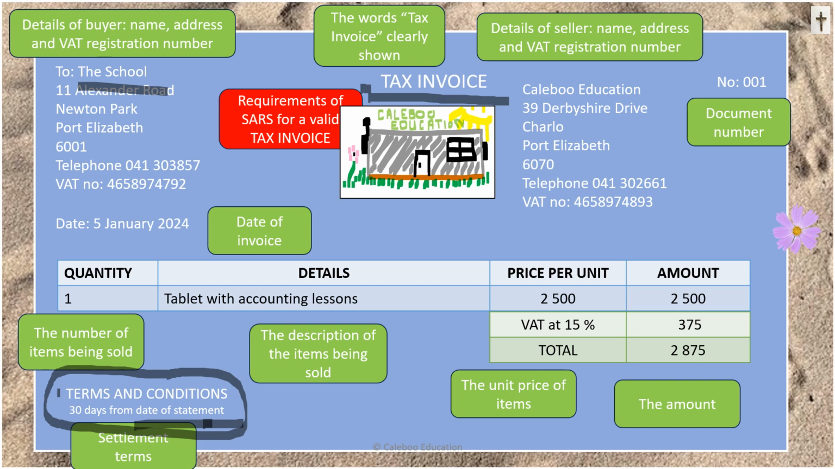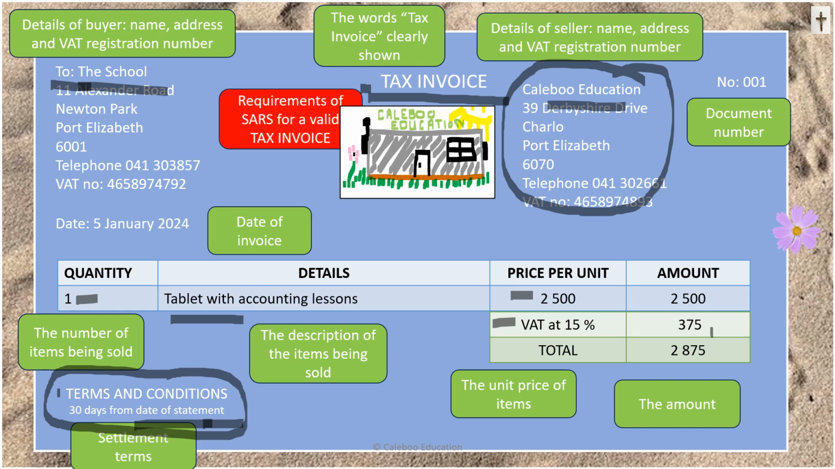This document here was issued by us, Calibre Education, and the original copy was given to the school, our customer, and the details of what was sold to the school is on the document. The quantity, what is the price, the VAT involved, and the total amount to be collected.